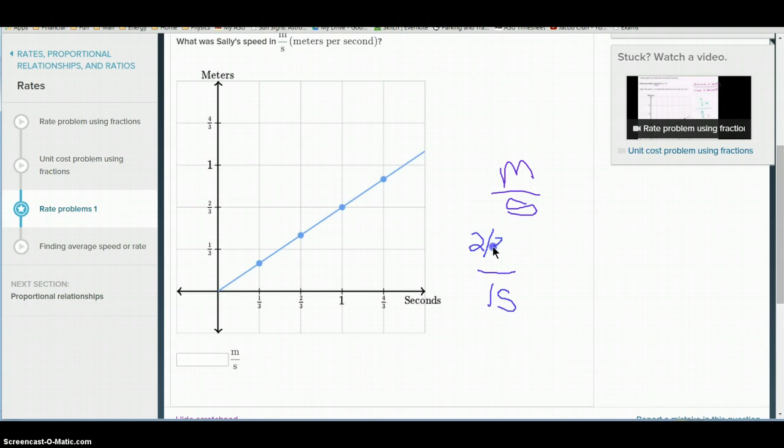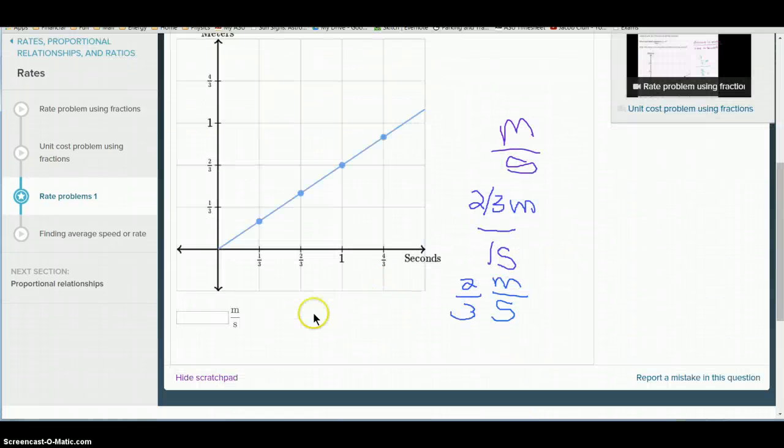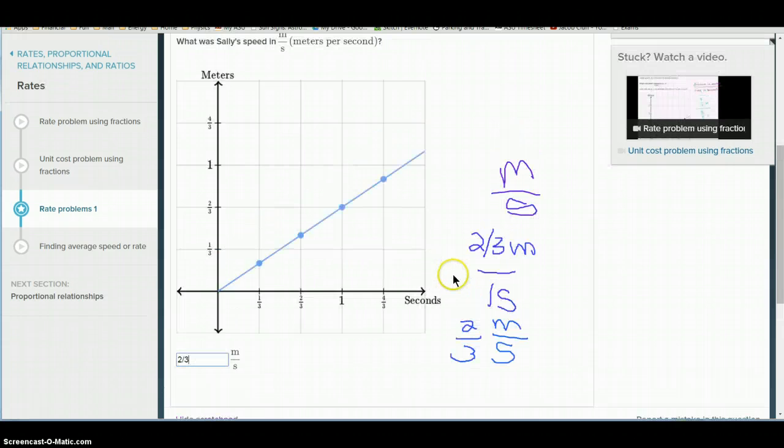So 2/3 meters. And if you rewrite this, 2/3 divided by 1, well, that's just 2/3. And this meters per second, or meters over seconds, stays the same. So this is just 2/3 meters per second. Where's the answer box? 2/3 meters per second.